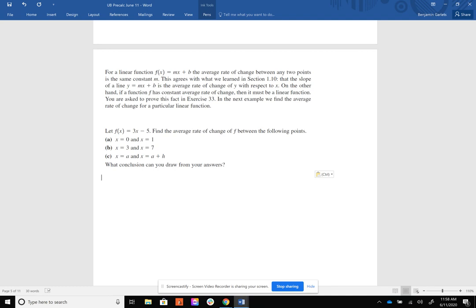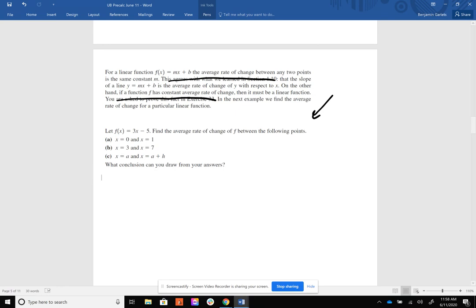Don't worry about some of this other jargon that disagrees with what we learned in section 1.10. The slope is the average rate of change. On the other hand, if a function, and so on, we're just going to do this example right here. So we have a linear function, and we want to find the average rate of change between the following points.